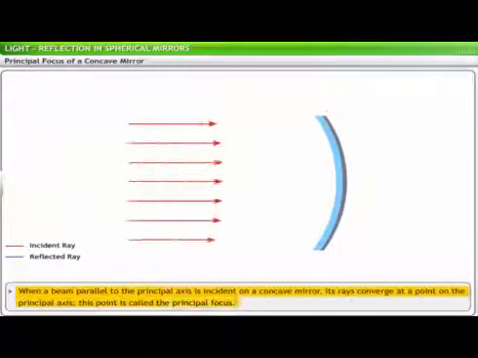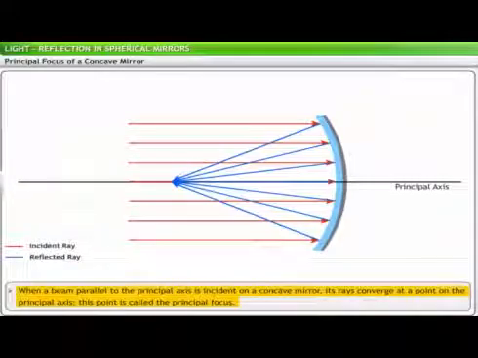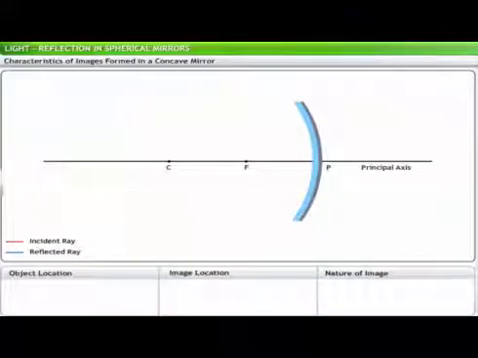When a beam of rays parallel to the principal axis is incident on the reflecting surface of a concave mirror, its rays all converge at a point on the principal axis. This point is known as the principal focus of concave mirror. Unlike a convex mirror, the nature and size of the image in a concave mirror depends on the relative position of the object from the mirror. Let us examine the characteristics of the image of an object at different points in front of the mirror.